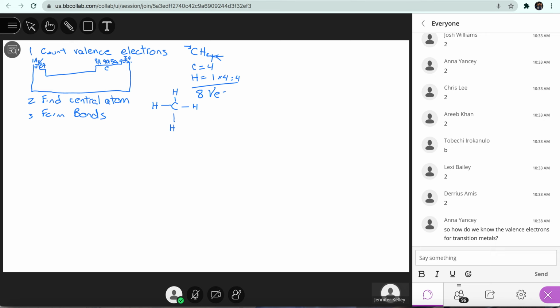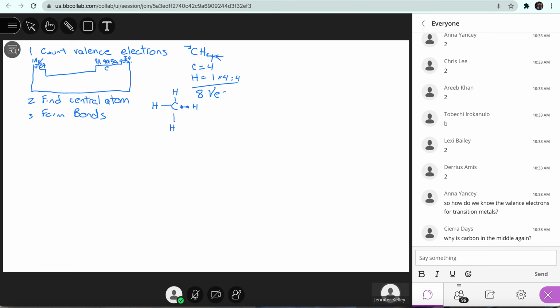For the transition metals, we're not going to have to guess on the number of valence electrons, but to figure out the valence electrons for a transition metal, you have to write out their electron configuration and count up how many electrons are in the highest n level. All right, so in this case, each line represents 2 electrons. So we have 4 lines.